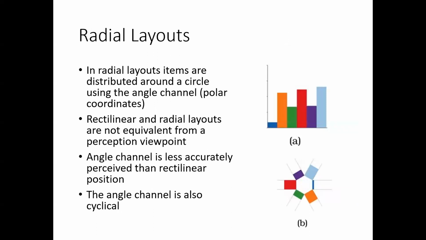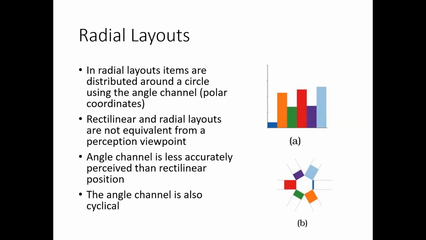Radial layouts are also popular, where you can distribute items around a circle. So here we have A and B. A is the data expressed as a bar chart, and B is laid out radially, the same data as the same bar chart. But our angle channel, in terms of interpreting information, is less accurately perceived than rectilinear position. So it's a little bit more difficult to tell the varying magnitudes of these items in B.